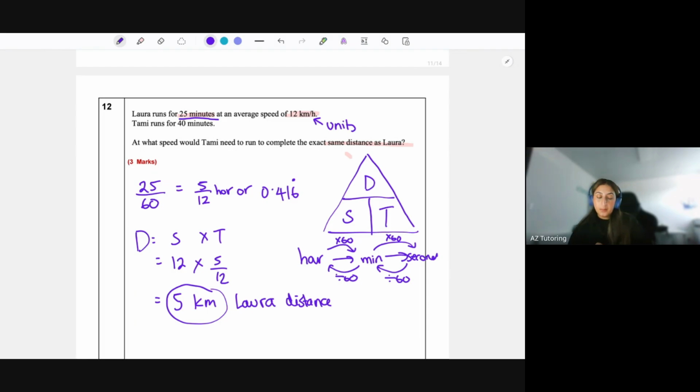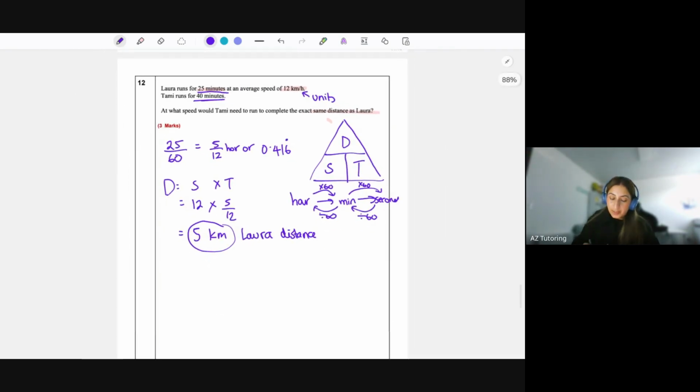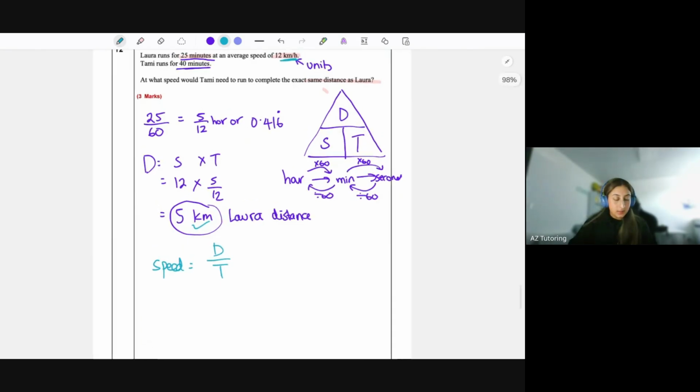So now it says, at what speed would Tammy need to run to complete the exact same distance? So we have Laura's distance. So this time we are working out the speed. Speed equals distance divided by time. So we have the distance. Distance is 5 kilometers. Again, the time, we need to convert that into hours because the speed is given to us in kilometers per hour.